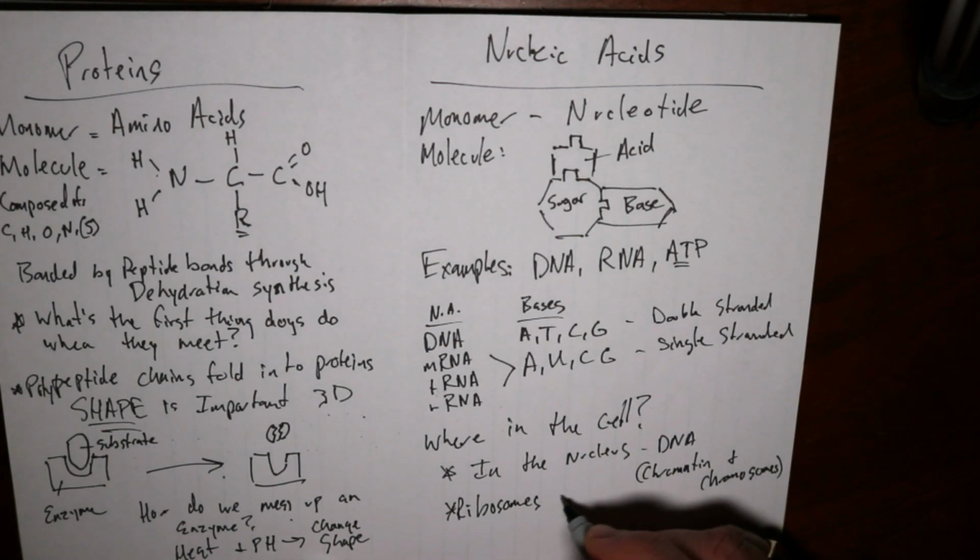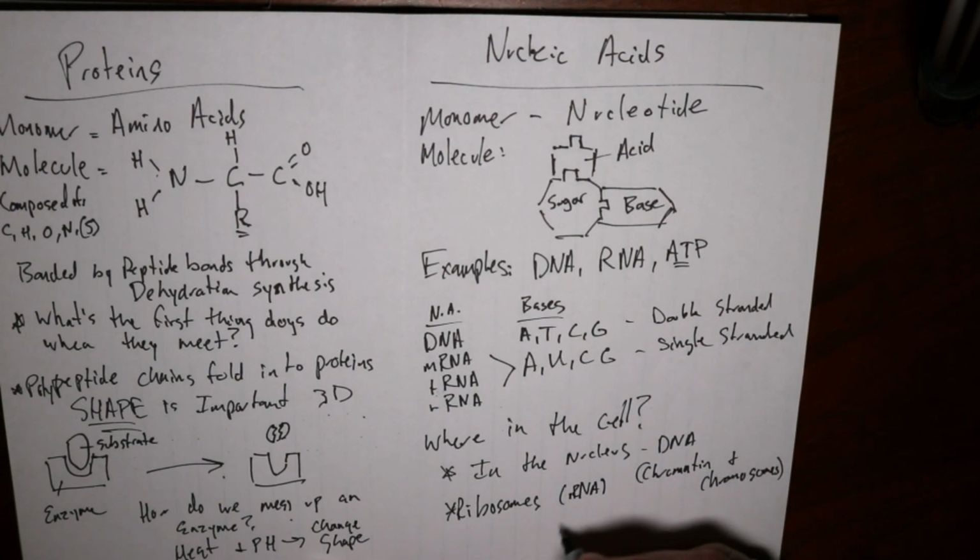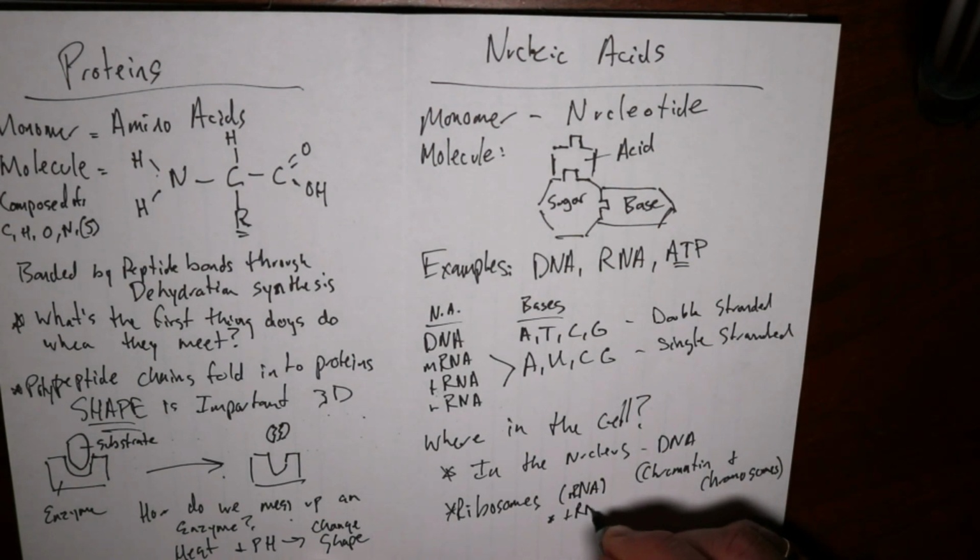So what's in the ribosomes? That is rRNA. Oh my gosh, rRNA. But because ribosomes are made of rRNA, we also have tRNA there. We also have mRNA there.